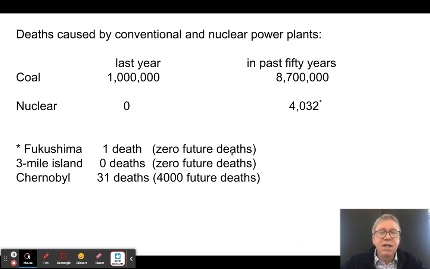But no deaths have resulted or will result, the World Health Organization suggests from their data, from any radiation that was released, and there was some radiation released from the Fukushima disaster. The accident really wasn't much of a disaster. Three Mile Island, zero deaths, zero future deaths. The containment structure did its job. Trace amounts of radiation got out, not a problem.